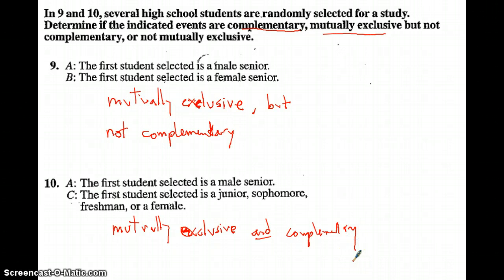Notice there's not even a choice here for complementary and not mutually exclusive. If you're complementary, you have to be mutually exclusive. Complementary means you're covering up everybody, but at the same time it means it's either this or it has to be that. There's no being this and that. There's no overlap. It's got to be this male senior group or everybody else, and this is just a description of everybody else. So if it's complementary, it's got to be mutually exclusive. But if it's mutually exclusive, it could be complementary or not.